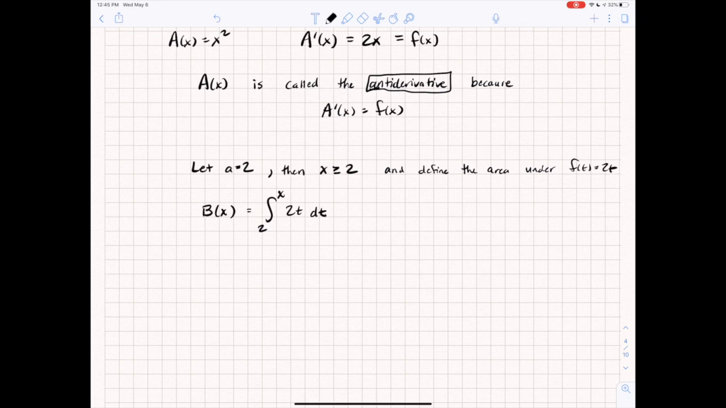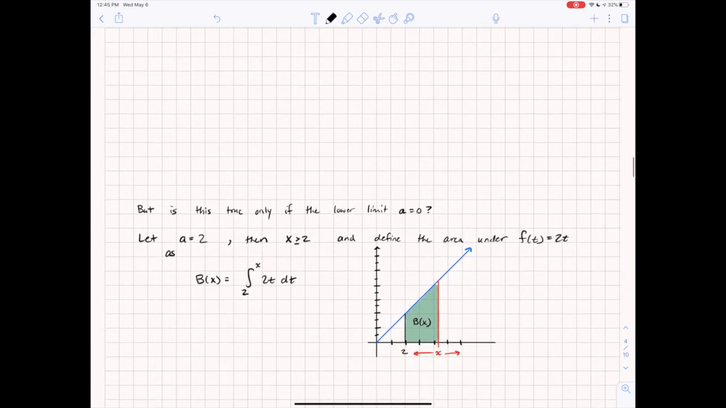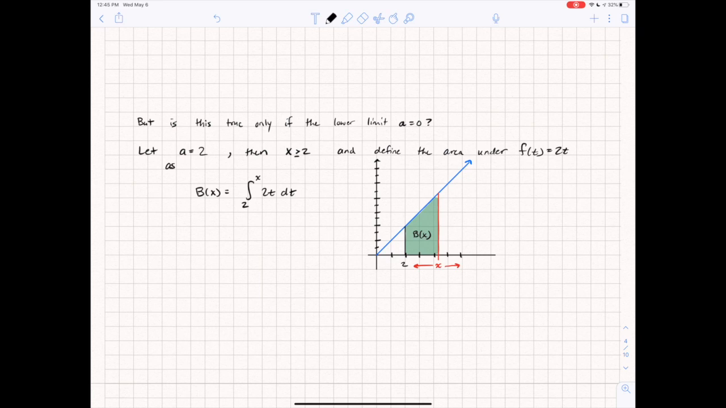So just to help show you what this looks like, I've actually got it written right here. Here's what the graph looks like. Notice that it's a trapezoid. So if I was to find this area, I would need to use the trapezoid formula.